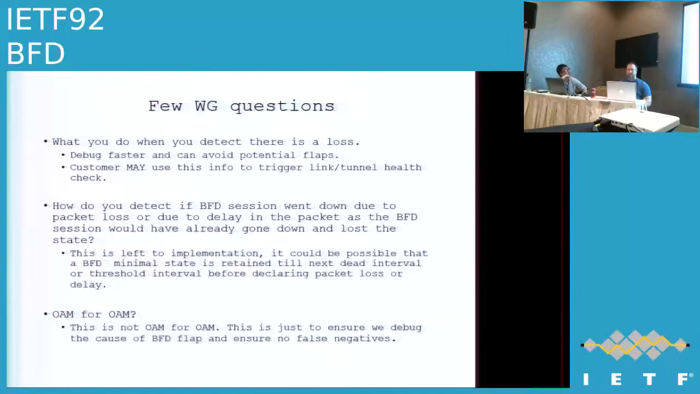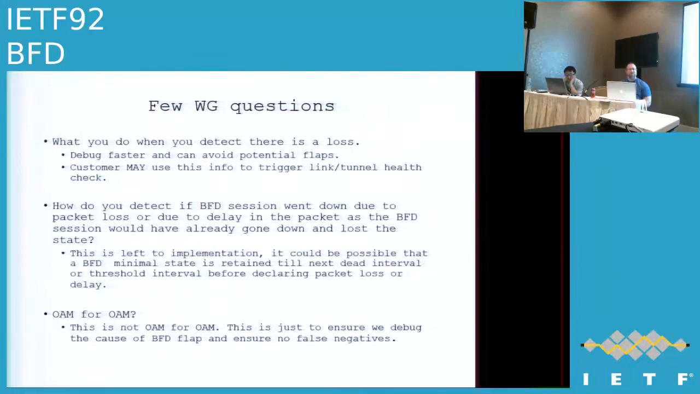So there were a few questions in the working group that were already asked. We tried to answer over the mailing list. I'm trying to highlight a few of the important questions that were asked and answer them here. The first question: what do you do when you detect that there is a loss? Like I said in the previous example, the notification can be used to trigger any heavyweight protocols, and also to help the system itself know where exactly the problem is, right?